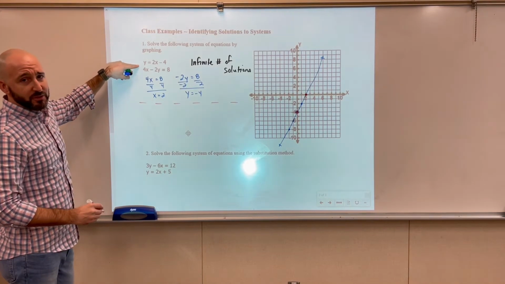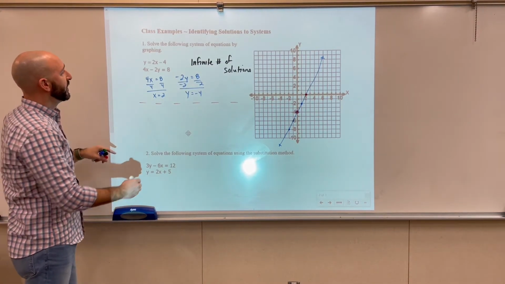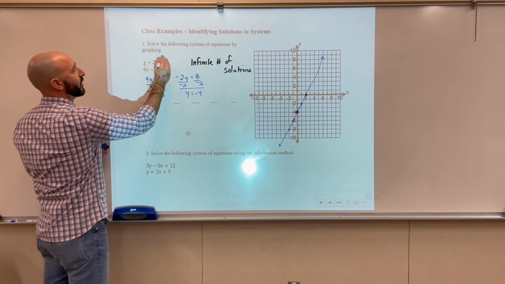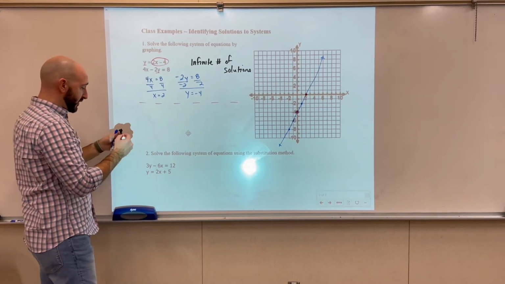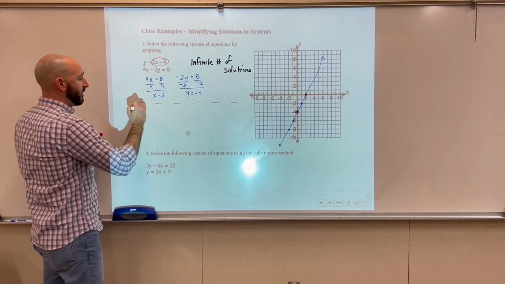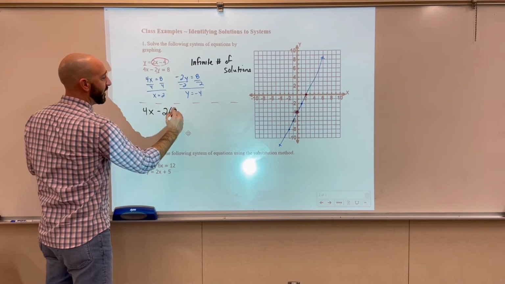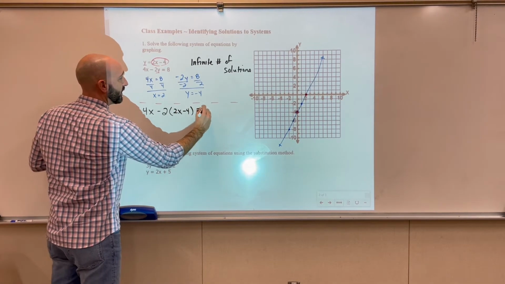I'll use the substitution method to solve this system. So what I'm going to do is replace y in the second equation with 2x minus 4. So let's go ahead and do that. So we're going to get 4x minus 2 times (2x minus 4) equals 8.